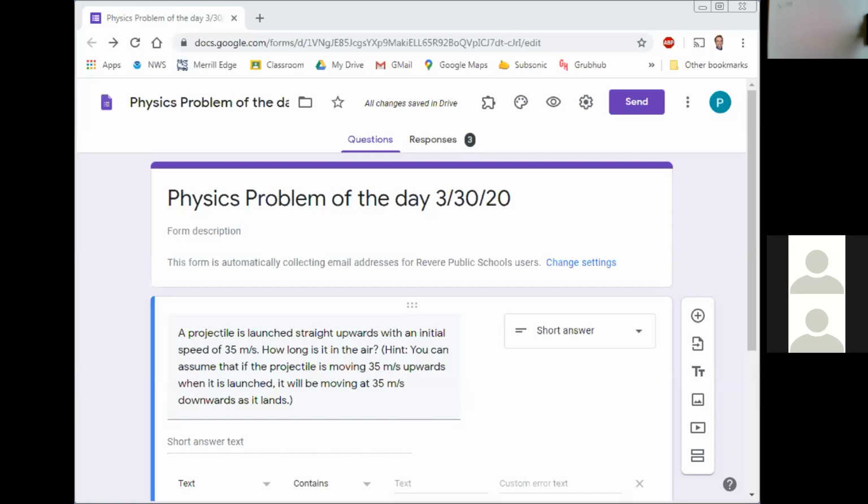We're looking for the time. That's the next part. Yeah, exactly. Good. So that's for the unknown, right? We're looking for how long it's in the air, the delta T. That's our unknown. Perfect. We got a couple more givens we can figure out.